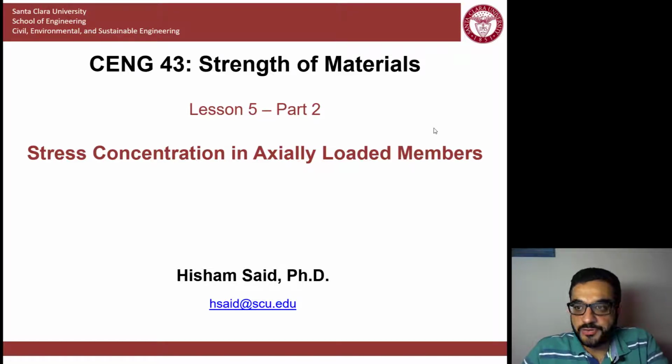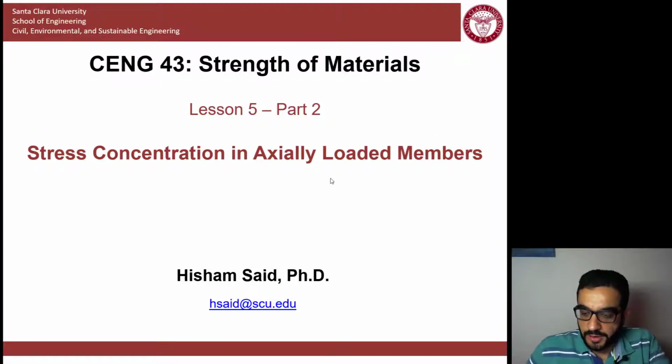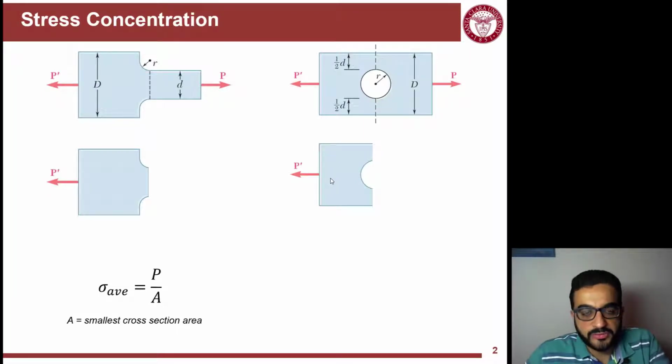Hi, in this video we'll learn about stress concentrations in axially loaded members. If we review what we covered before about axially loaded members, the very simple formula is sigma average is equal to P over A. And we were explaining why we added the word average, because we explained that closer to the load application, the stress distribution is not uniform, and we make an assumption here.